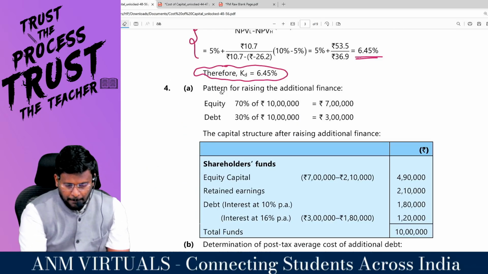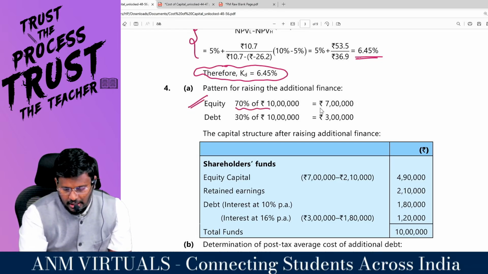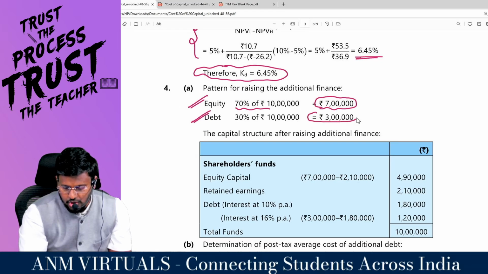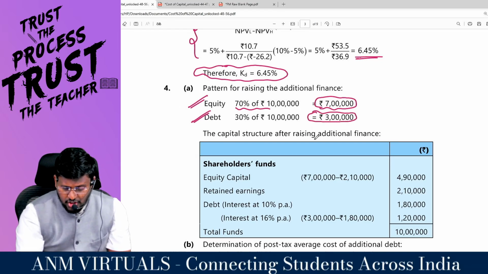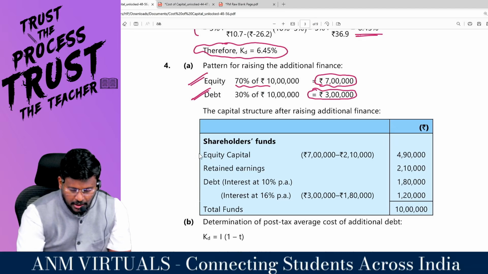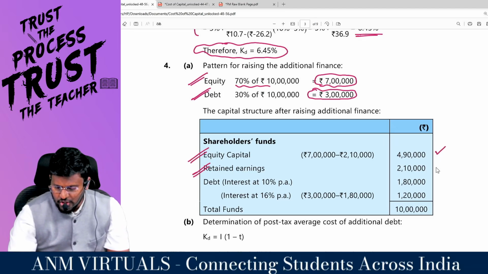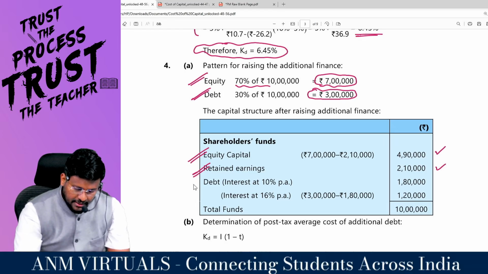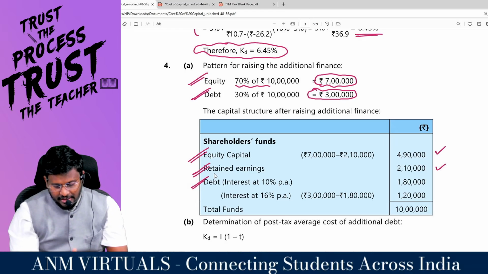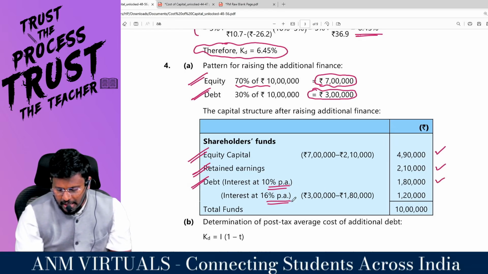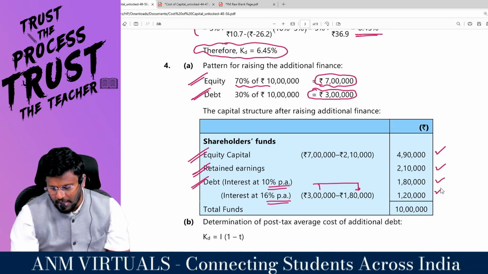So we will be checking the pattern for raising the additional finance. Equity will be 70% of 10 lakhs, which comes to 7 lakh. Debt will be 30% of 10 lakhs, which comes to 3 lakhs. The capital structure after raising additional finance will be equity share capital 4,90,000, and retained earnings already given in the question as 2,10,000. Debt has 2 layers: interest at 10% per annum on 1,80,000, and interest at 16% per annum on 3 lakh minus 1,80,000, that is 1,20,000. So the total fund will be 10 lakh.